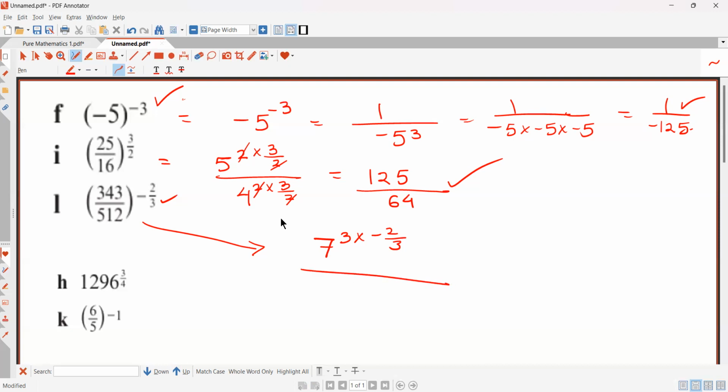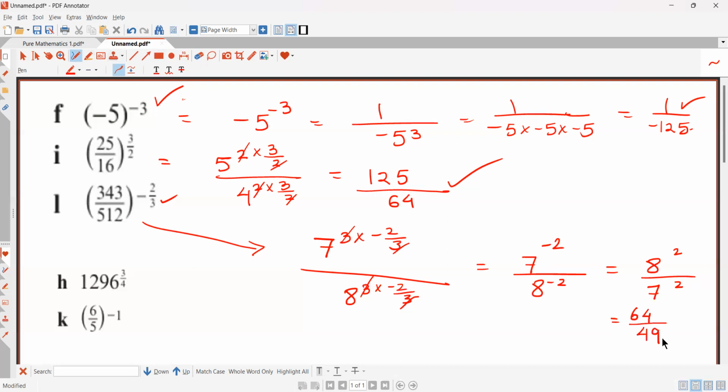Check what it is. 8 cube, 9 cube. Check how much it is. 8 cube. So let this be 8 cube raised to -2 by 3. So 3 and 3 get cancelled. You get 7 raised to -2 divided by 8 raised to -2. If you interchange them, it becomes 8 raised to 2, sorry, not -2, 2, and 7 raised to 2. 8 square and 7 square. So 8 8s are 64. 7 7s are 49. 64 divided by 49 is your answer.